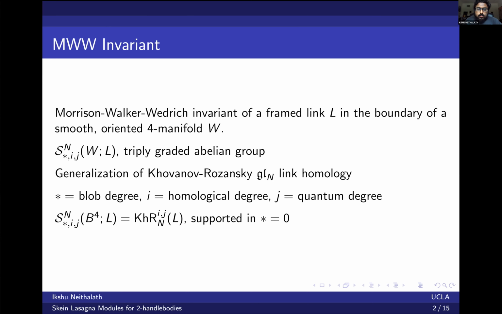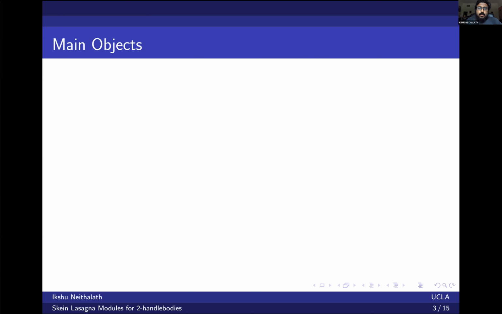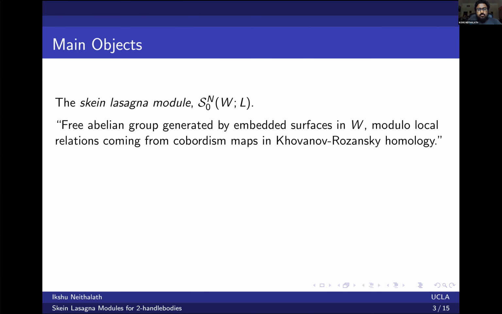So now, before I state the main theorem that I want to talk about today, let me just give you a brief description of the two main objects that appear in the theorem. And I'll just give a slogan definition of them at first, and we'll come back and try to define them more precisely. The first main object is the Skein Lasagna module, which is just that Morrison-Walker-Wedrich invariant, but only in blob degree 0. So I've suppressed the other two gradings here. I'm not writing those. The 0 refers to the blob degree. All right. And so if you remember exactly what this is from Paul's talk, great. But let me just give a slogan definition of it for now.